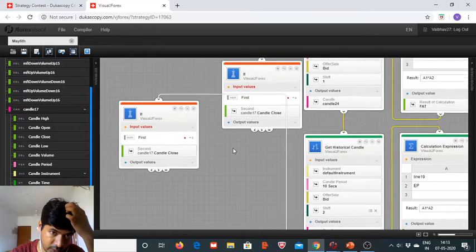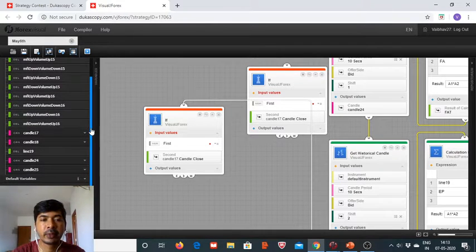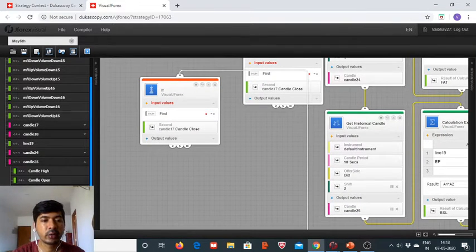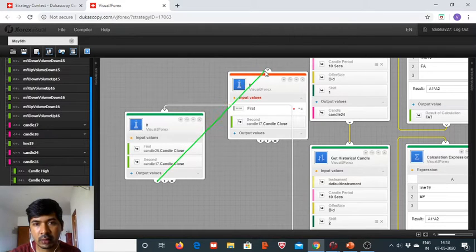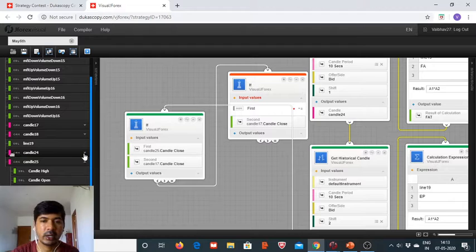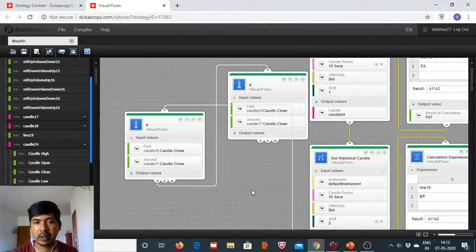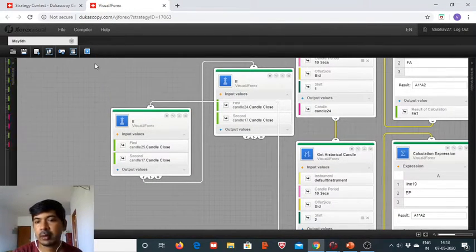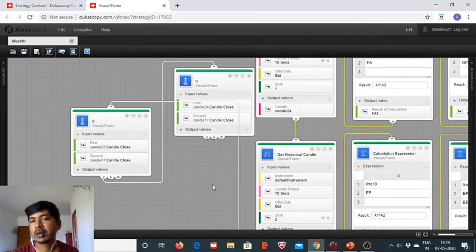Candle 25 is shift 2, which means its closing level should have been less than the candle 17's closing level. And whenever it starts to rise, we utilize candle 24's closing level, and it should be more than that. So far so good, we are pretty much on track.